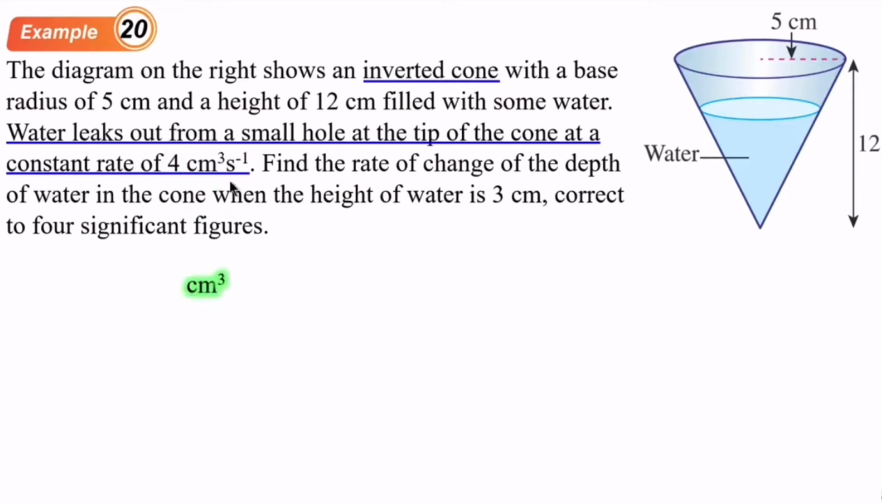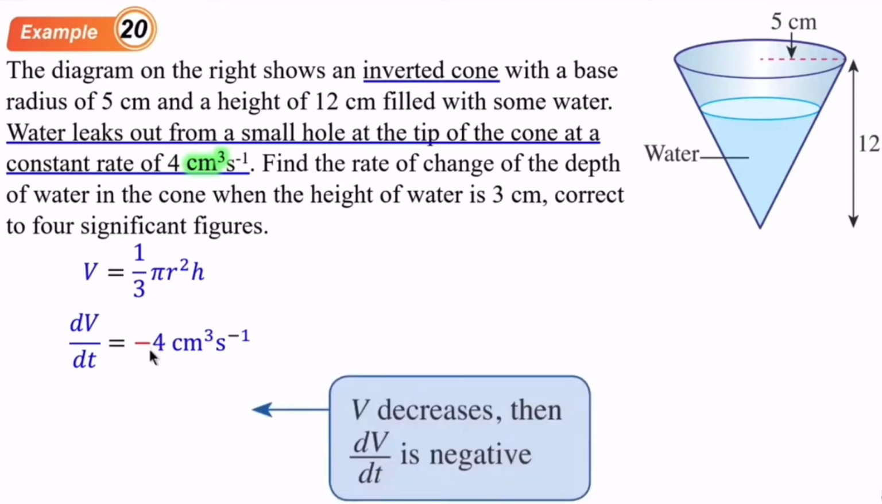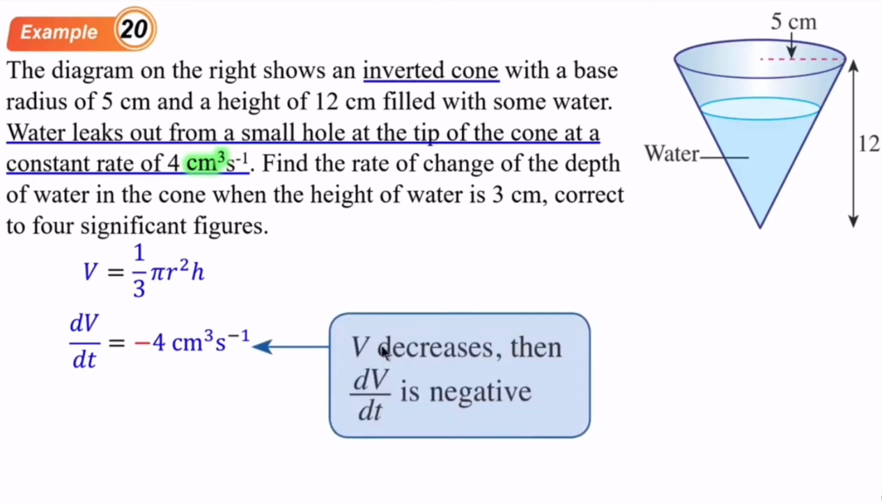Let's see the example. You can see there is an inverted cone with a base given and the height given, right? So now we are going to solve this problem. Let's write down the formula for the cone: V is 1/3 pi r squared h, and then the water leaks out from a small hole. When there is a leak, it means the volume will decrease, so we have to put the sign of negative when there is a decrease in terms of the volume of water.